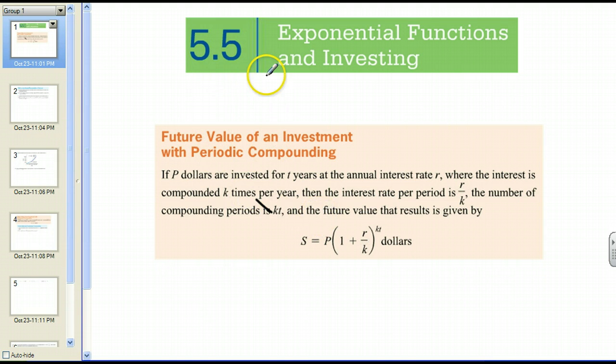P is the original amount invested, and K is how many times we compound the interest per year. T is the number of years the investment goes on. So this formula is one we're going to use a lot in this section.